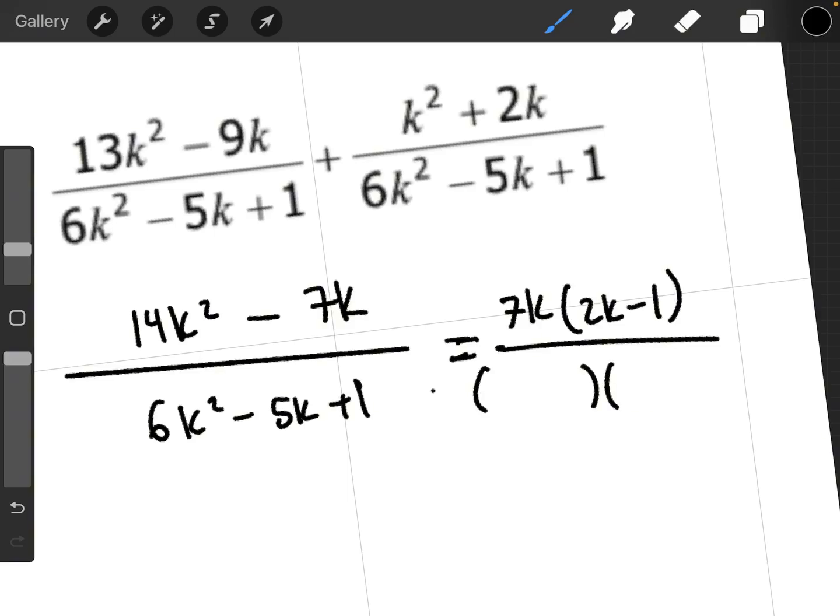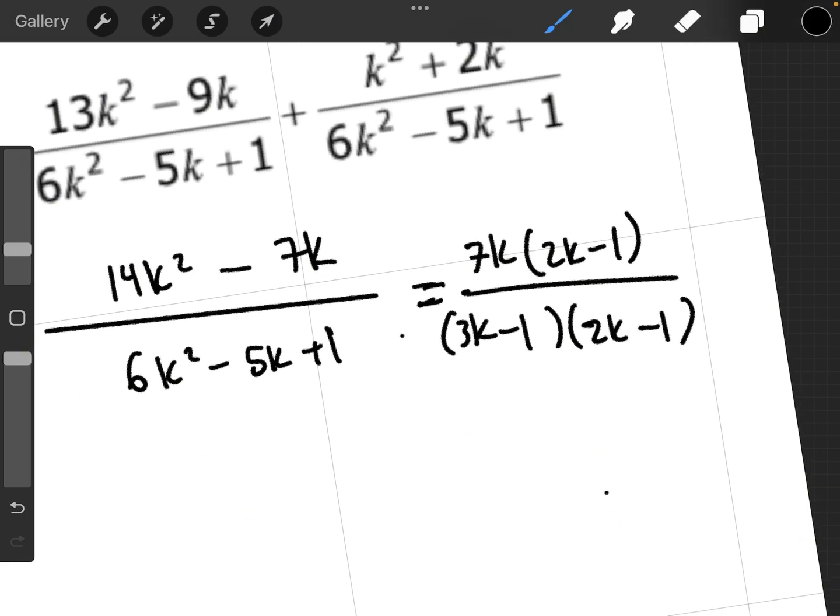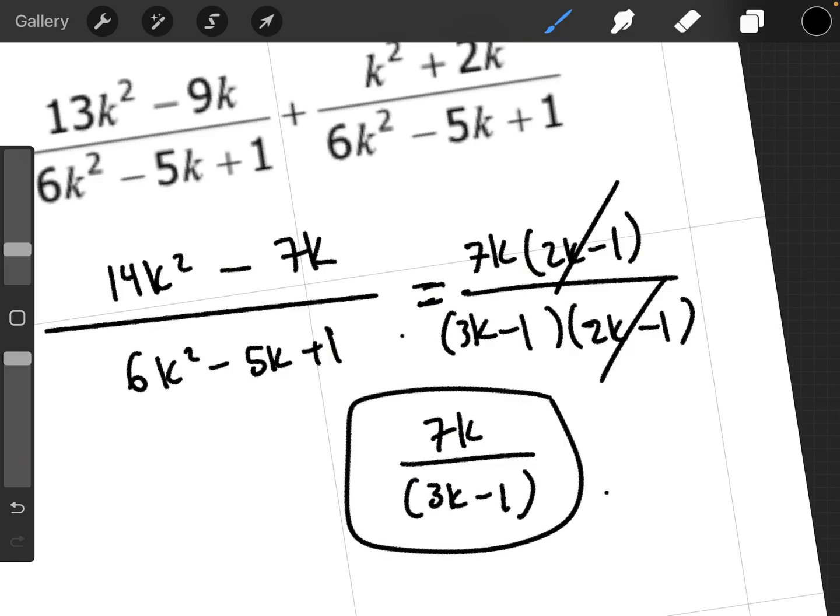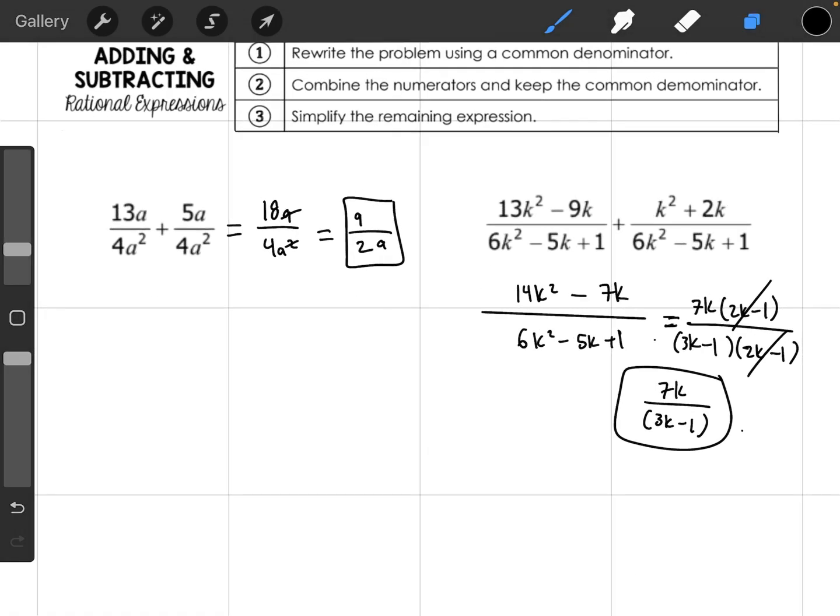Next, we can factor out the denominator. It's a 3k minus 1 times 2k minus 1. We have a common term here, so we can cross that out because they'll cancel. Then we'll have 7k over 3k minus 1.